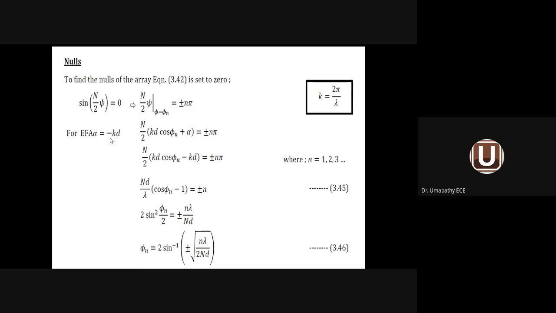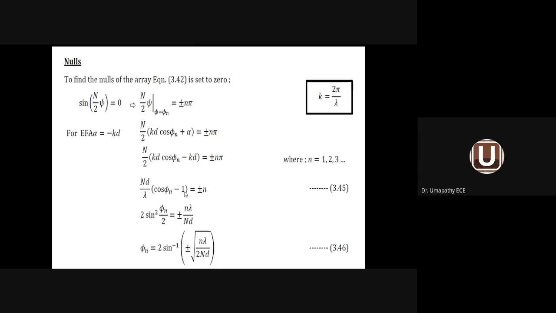See, in the broadside array, we are substituting alpha equal to 0. So N by 2, in the place of psi, substitute KD cos phi n plus alpha. In the place of alpha, minus KD. So N by 2, KD cos phi n minus KD equal to plus or minus n pi. In the place of K, substitute 2 pi by lambda. You will get the expression like this. Nd by lambda, cos phi n minus 1 equal to plus or minus 1.